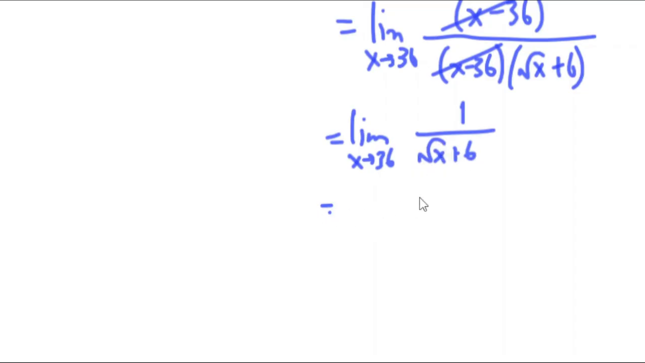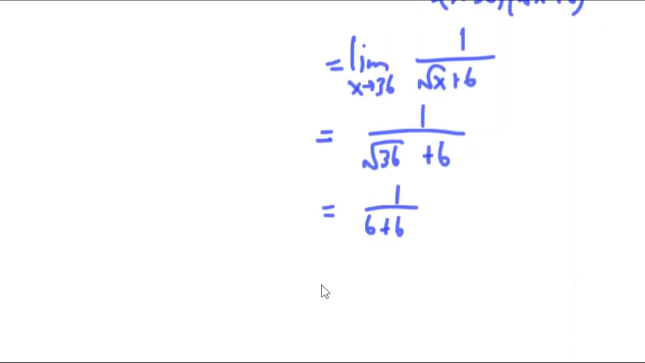So what you end up getting is 1 over, and by the way, I'm not writing the limit symbol anymore because we're actually taking the limit now. We're plugging in the 36 here, and we're not going to get a 0 in the denominator when we plug it in. So what we end up getting is 1 over 6 plus 6, which is 1/12.